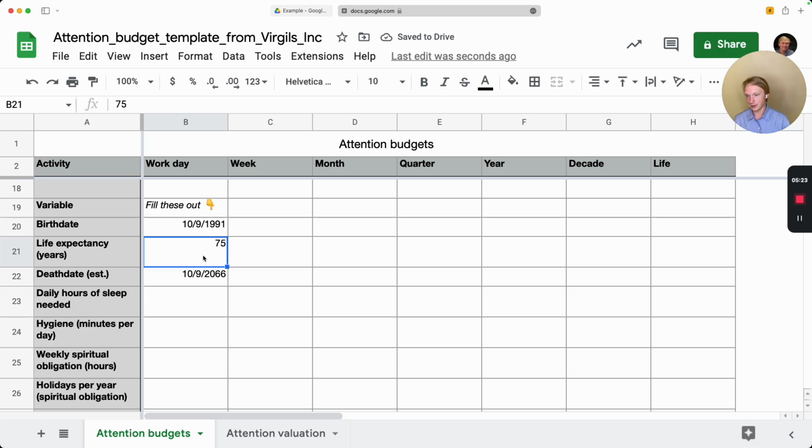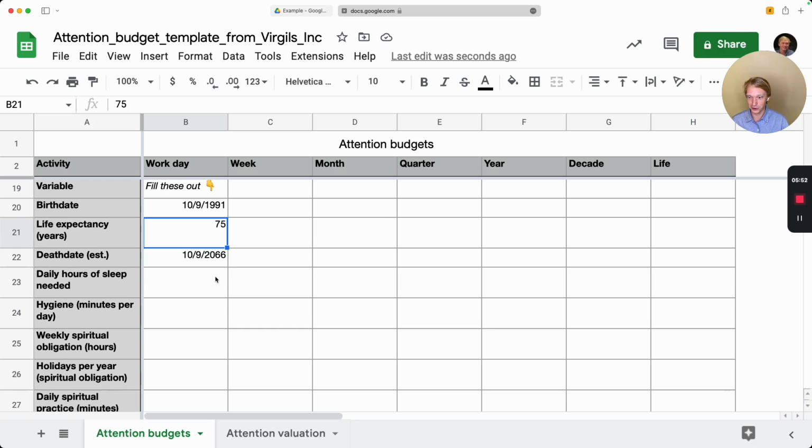All right. Average life expectancy is 75 for the average American. You can make this whatever you want. With advances in technology, hopefully it will be much longer. But again, the future is uncertain, so we'll see. I'm quite optimistic, but to be conservative here, we'll leave it at 75. So that means that as a rough estimate, I have until about 2066, so the second half of the 21st century. Up until then, I have a lot of attention that I can dedicate to the things that I care about.